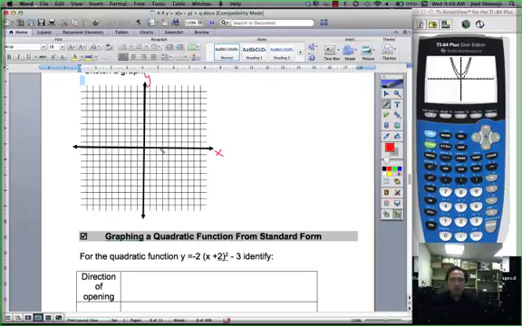So we go 3, 1 here, and because the a value is a quarter, it's going to be a little bit wider than the standard parabola. This is just a sketch. We're not looking for it to be exactly accurate. Okay. All right. Try the check on your own. Pause the video and check with the answers inside your work text.